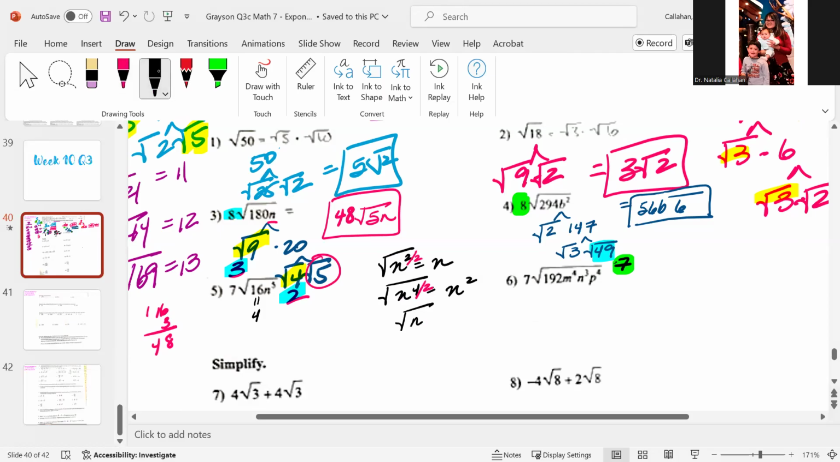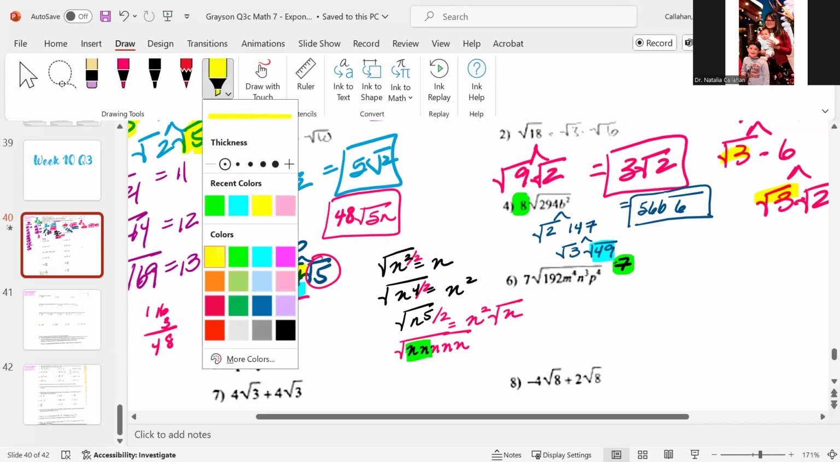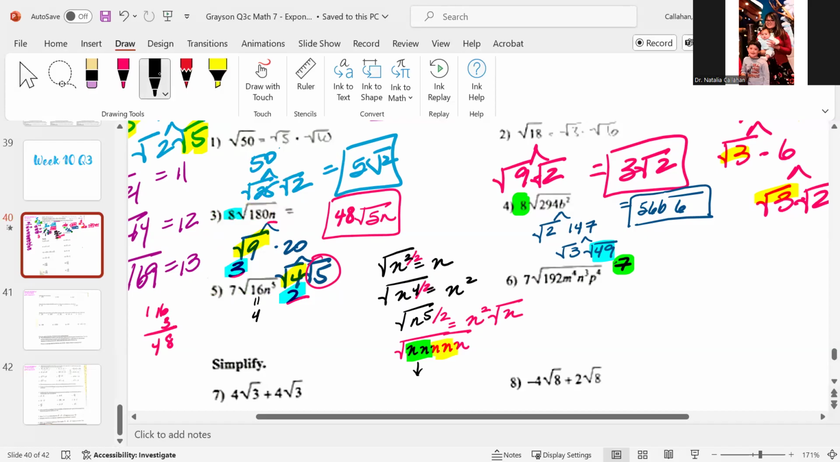Now, if you have n to the 5th power, do you see how if you divide it by 2, you're going to get n squared, right? Because you could take 2 of them out, but then you have an n left. If you're not sure about it, think about it this way. 1, 2, 3, 4, 5, the square root, right? That comes out as an n. N times n is n squared. This one, you can't take out.